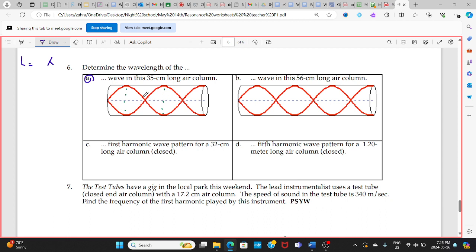Is it 5/4? Yes, 1, 2, 3, 4, 5. 5/4, right? Good. And the lambda would be 4/5 length. Length is 0.35 meter. 0.35 multiplied by 4 divided by 5. 0.28.